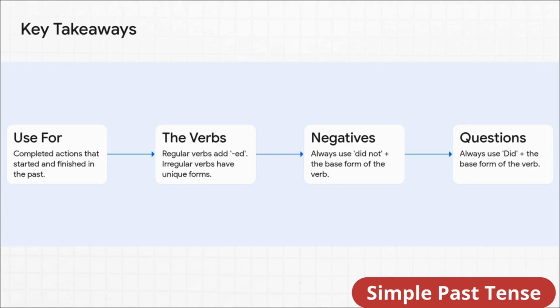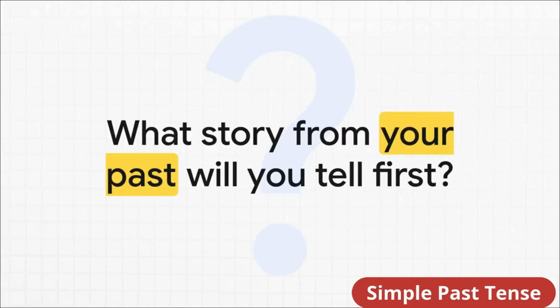Think of this as your cheat sheet. First, only use the simple past for actions that are 100% finished. Second, know your verbs, the regular ED ones and those unique irregular ones. And finally, the golden rule. For negatives and questions, always use did plus the base form of the verb. Got it? And there you have it.